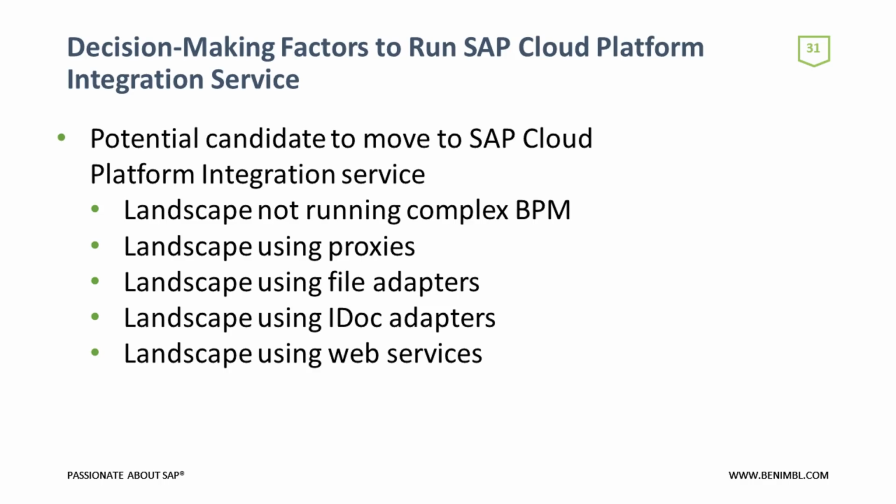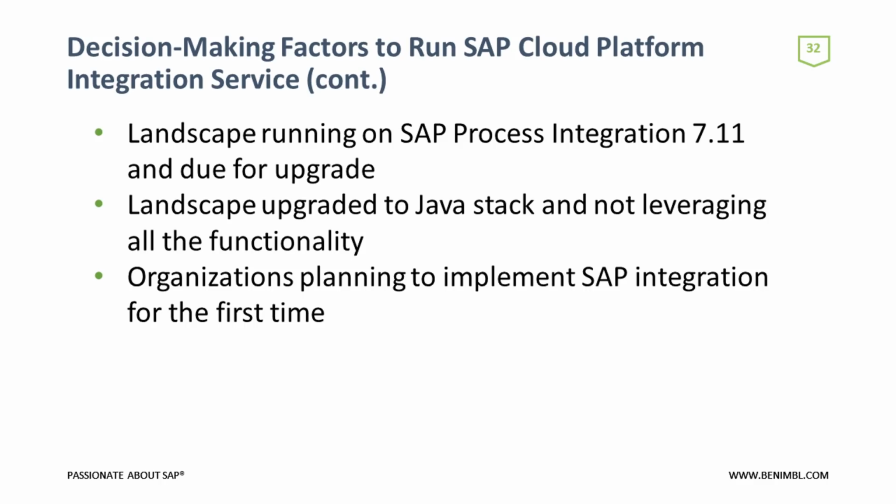Landscapes which are not running complex BPM are potential candidates to move to Integration Services of Cloud Platform. And if landscapes are using proxies, adapters, IDOCs, and web services, they may be potential clients to move to Integration Services, because for these interfaces, these iFlows, you don't need all the robustness of existing on-prem solutions. And continuing on decision-making factors, landscapes running 7.1.1 and due for upgrade are potential candidates.